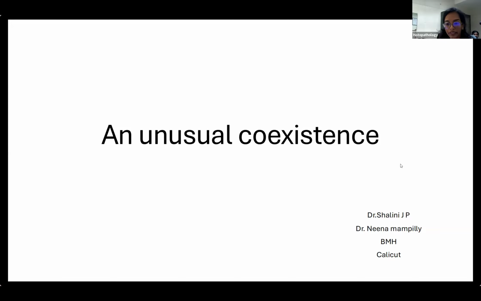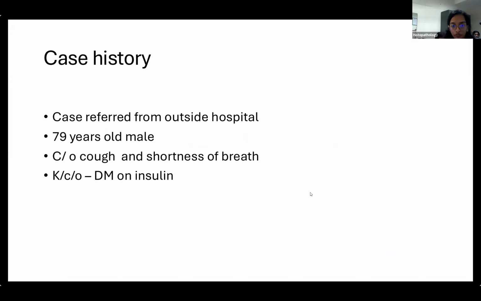Very good afternoon, and I'm present here. I'm Dr. Shalini, second year DNB resident from BMH. Today I'm going to present an unusual coexistence. This case was referred from an outside hospital. The patient is a 79-year-old male who came with complaints of cough and shortness of breath. He was a known case of diabetes mellitus on insulin.